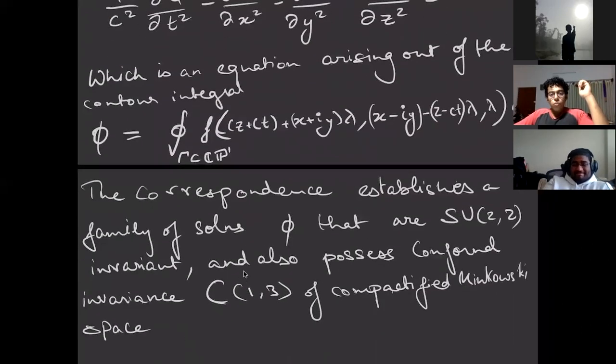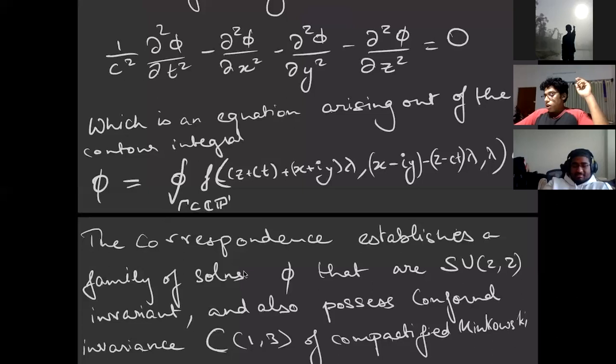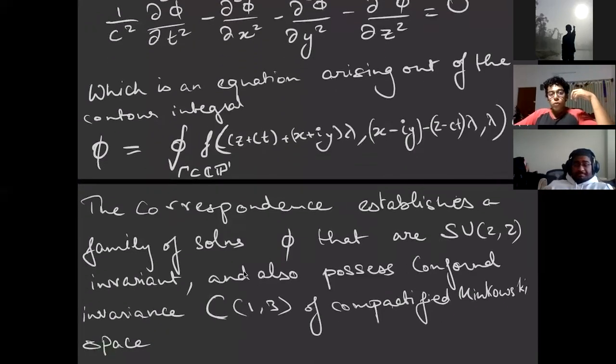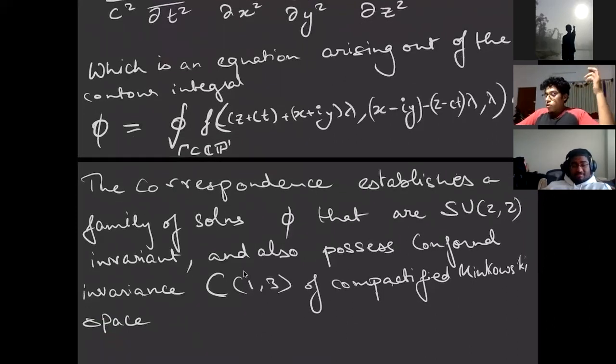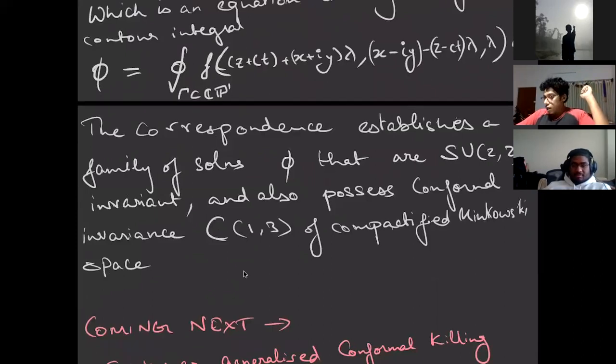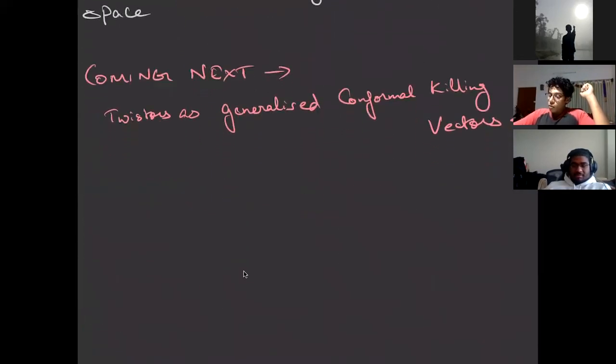And now what we do is we try to look at interesting geometric subsets of this whole thing, right? So yeah, this is a family of solutions, 2,2 variant, and thus it also possesses conformal invariance. So C1,3 of a compactified Minkowski space. So in the sense, what you're doing is, if you have the Minkowski space, which is represented by your light cone.